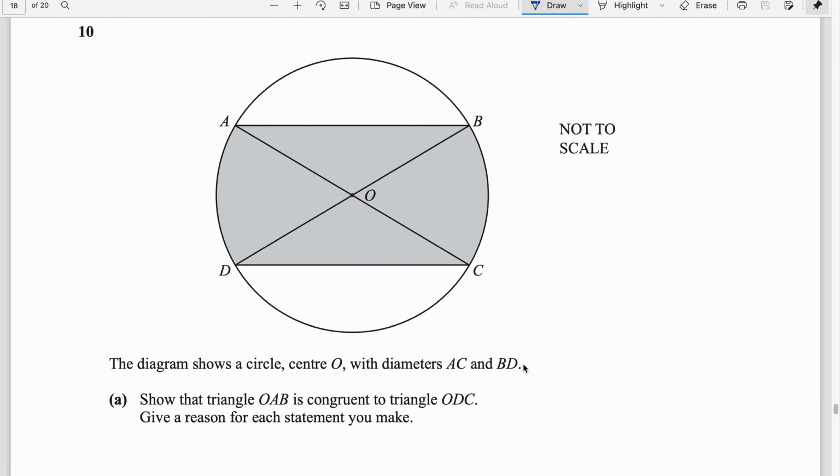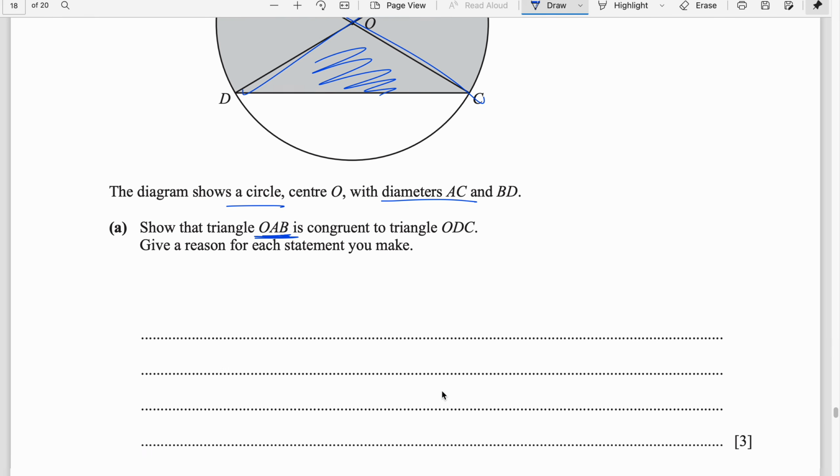Question number 10. The diagram shows a circle, center O, with diameters AC and BD. Show that triangle OAB is congruent to triangle ODC. Give reasons for each statement that you make.